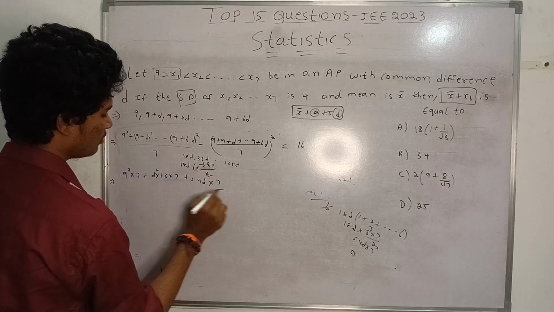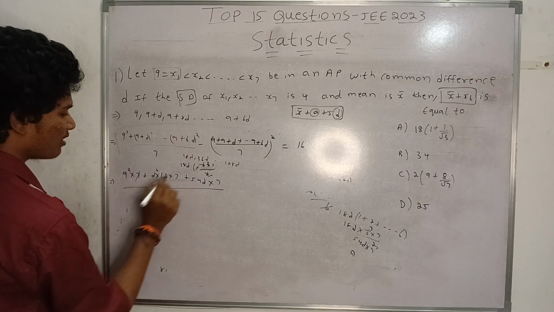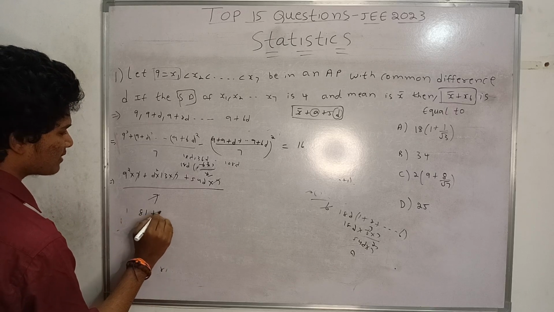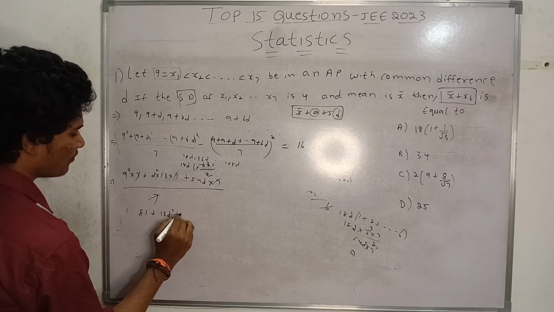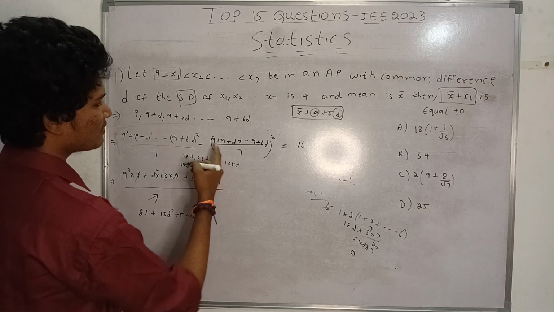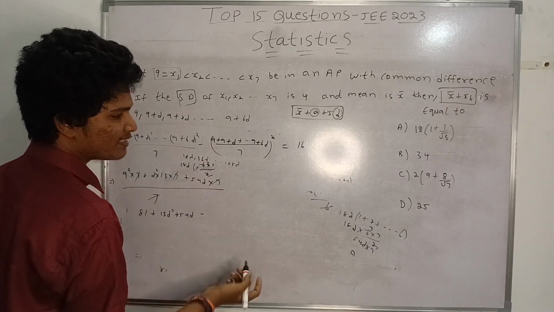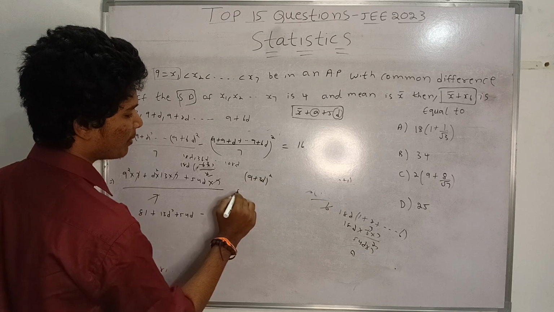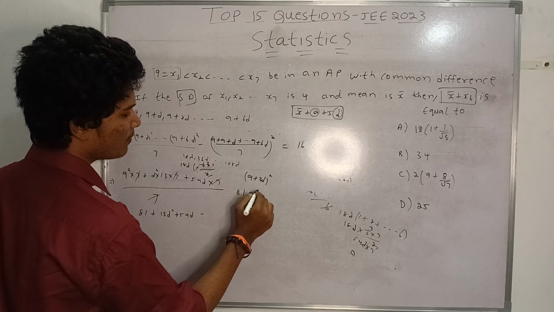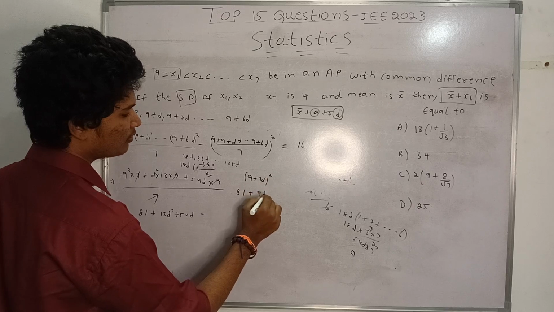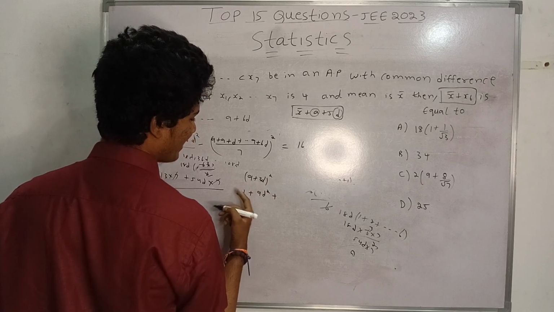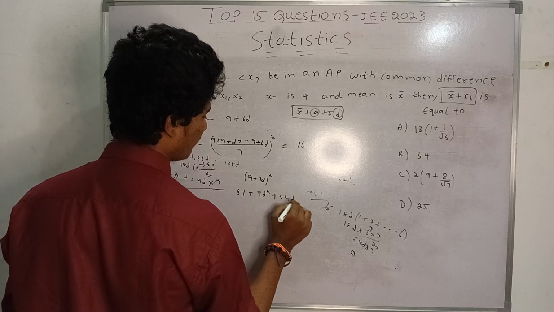And here 7, complete, divided by 7. 7 will get cancelled. And the final answer is 81 plus 13d square plus 54d minus, when I solve this thing. In the previous session only I did that, 9 plus 3d whole square. When I open this, it will be 81 plus 9d square plus 2 9s are 18, 18 3s is 54d.